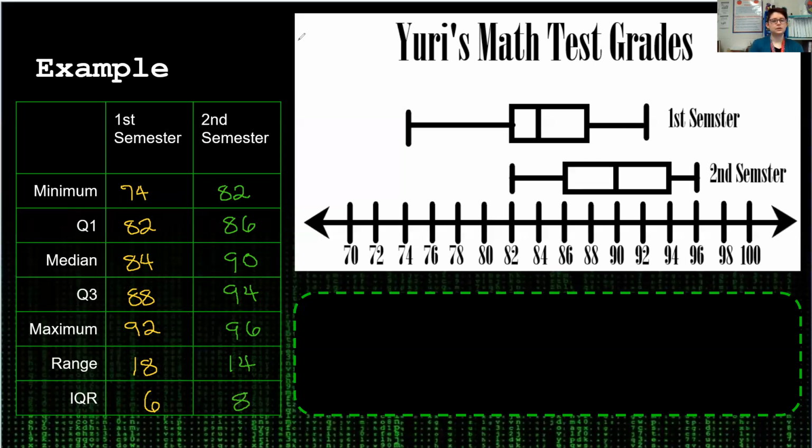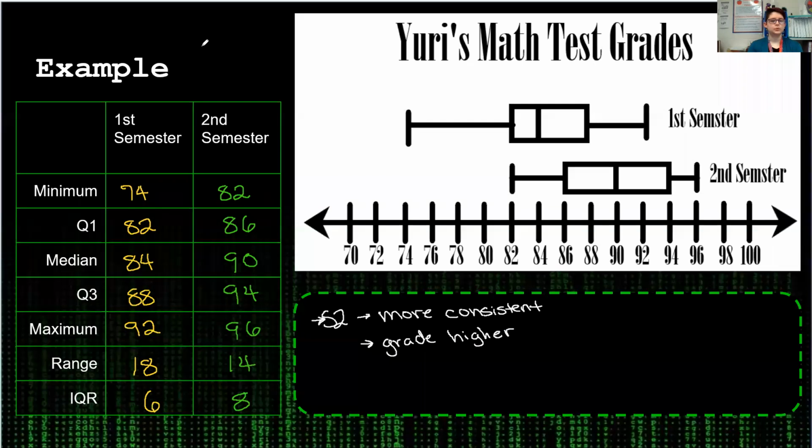Okay, now let's see what conclusions we can draw. I noticed because my range is smaller, her semester 2 grades are more consistent. The larger the range, the more variability you have. I also noticed that in semester 2, her grades are higher. This is evidenced by all 5 of my 5-number summary, the minimum, Q1, median, Q3, maximum, are higher in semester 2 than they were in semester 1.